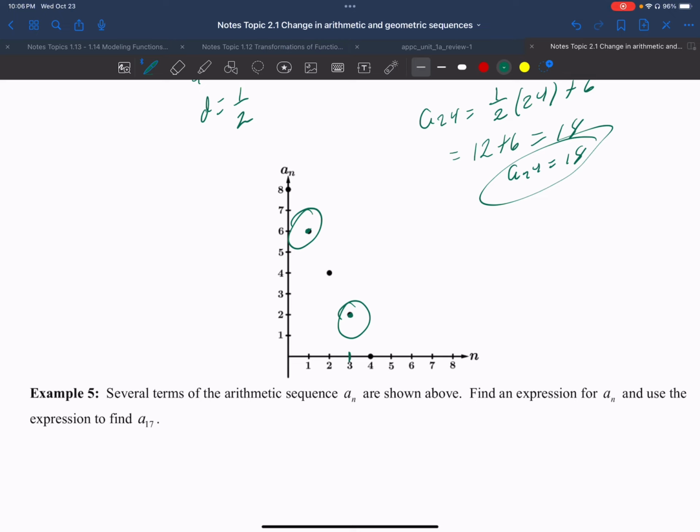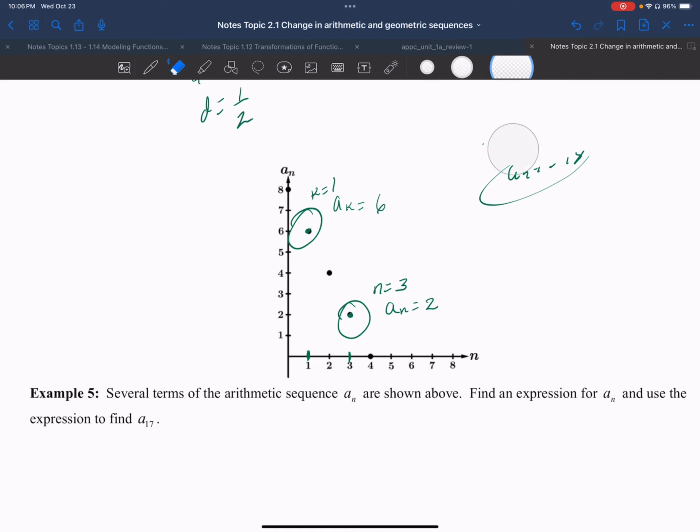So I have n equals 3 and n equals 1. The larger one has to be n. The smaller one has to be k. So here I have a sub n on this side of the graph, or your output. So I know that a sub n is equal to 2. Same thing here, I have the output right here, which is equal to 6 for k. So I know a sub k is equal to 6.